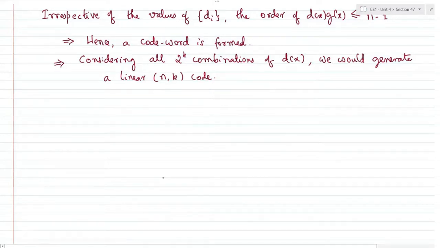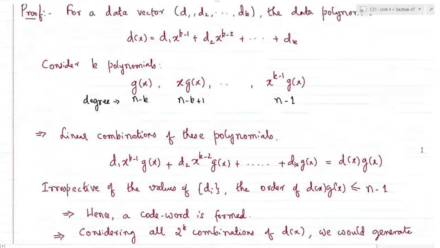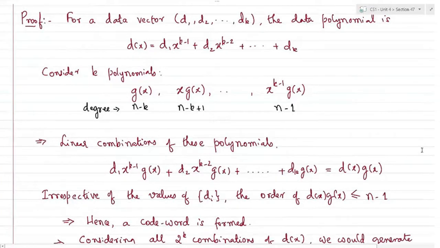For the message, d of x will be unique for a given message, right? So g of x would be changing. Exactly, there would definitely be different types of g of x. d of x will be fixed for a given message segment, the data vector, and g of x can be multiple of them. Based on that, multiple code words can be produced for a given data set. There could be different answers if you take different g of x polynomials. That's perfectly right.